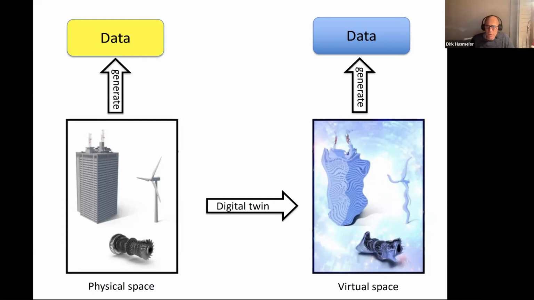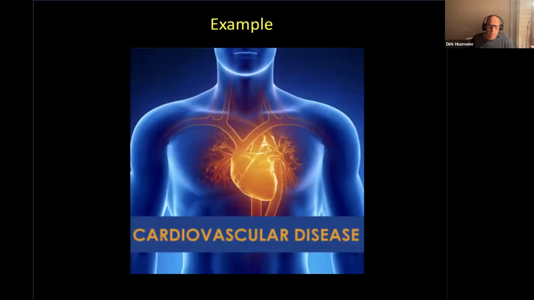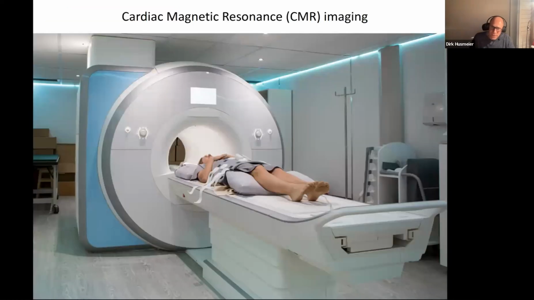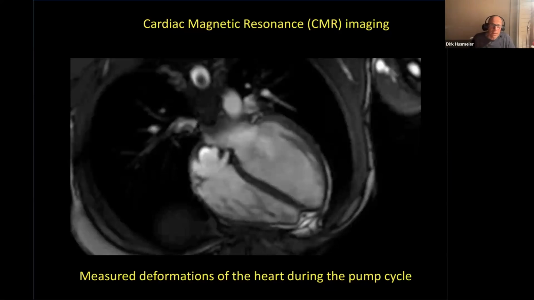So let's make that more specific by looking at an example. So let's revisit the cardiovascular disease modeling example. So in this case, our real physical space is the patient with a heart, possibly the diseased heart. And you can get measurements of quantities of interest, so our clinical data, using cardiac magnetic resonance imaging. And here's a typical cardiac magnetic resonance image of the heart, and that allows you to measure and quantify the deformations of the heart during the pump cycle.